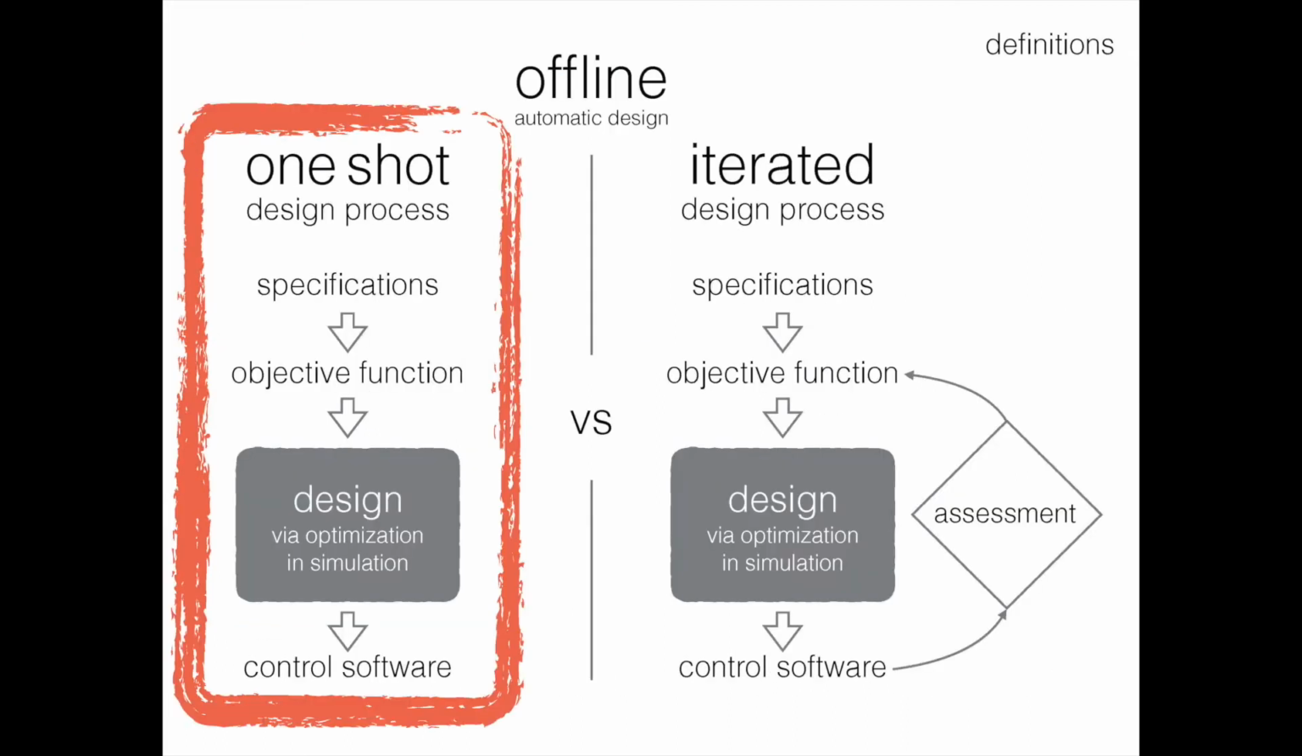Offline design can be further classified into one-shot methods and iterated methods. In a one-shot design process, we go through a number of different phases, including the specifications, the definition of the objective function that we wish to optimize, the core part of the design, which is an optimization process based on simulations, and eventually the control software is produced and deployed into the robot.